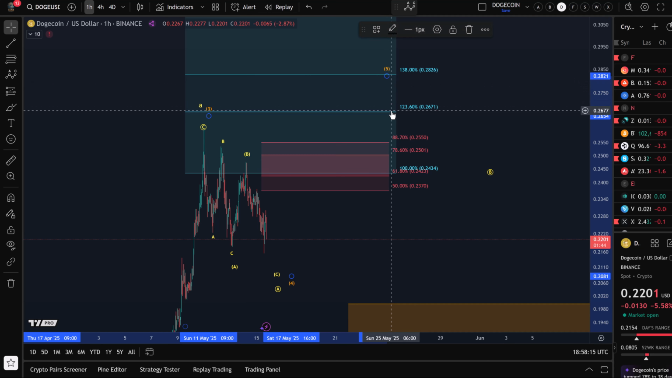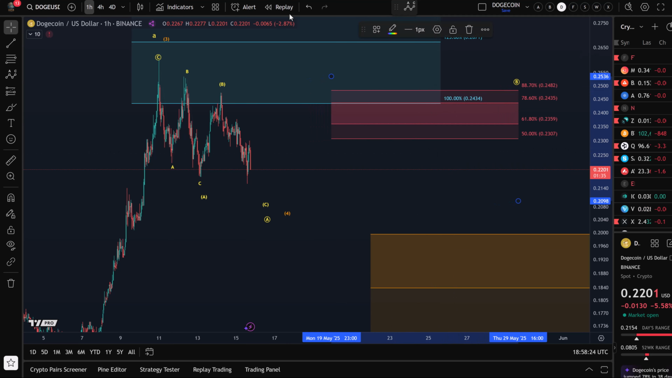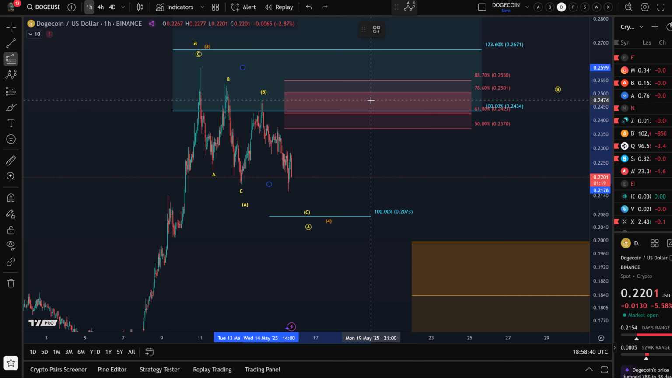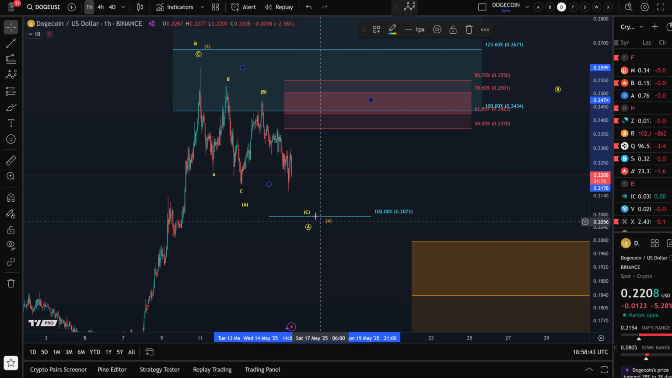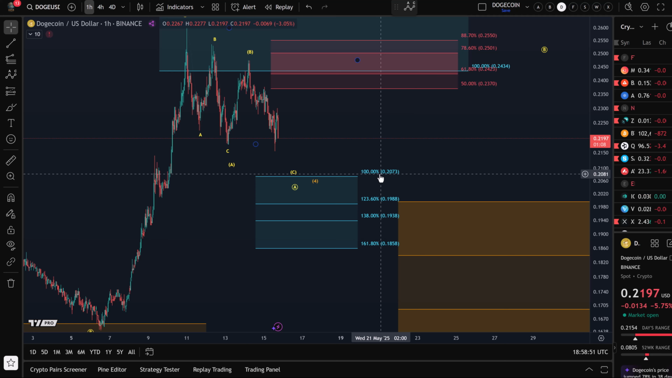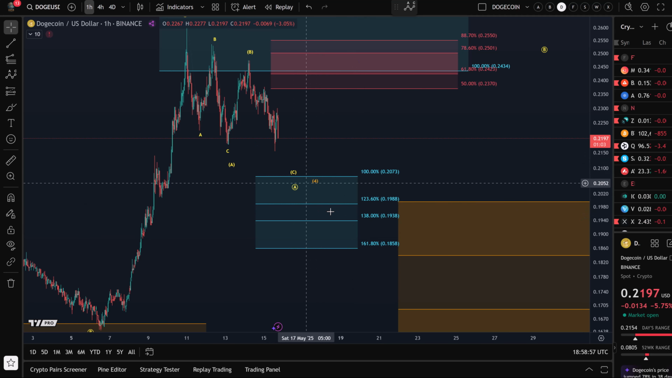What we can do as well to calculate some initial targets here, we take the length of the A wave to the downside. Hold on. We go to the high of the B wave, and this gives us some Fibonacci extension targets to watch. So especially this would be the first micro support area based on the latest adjustments. 20.7 cents, 19.8 cents, there's some confluence there. 19.3 cents, they are the next ones to watch, okay?